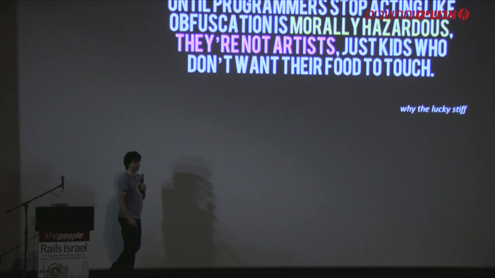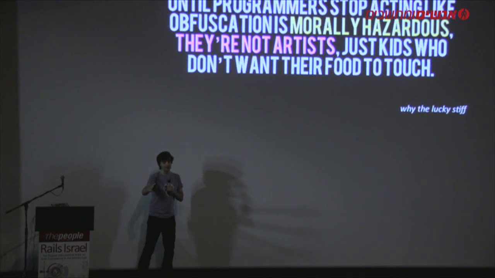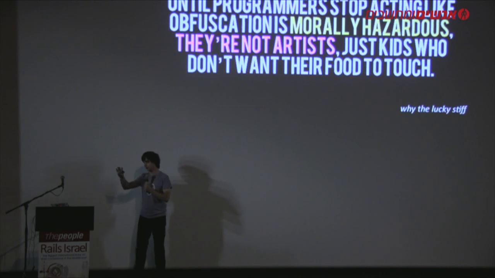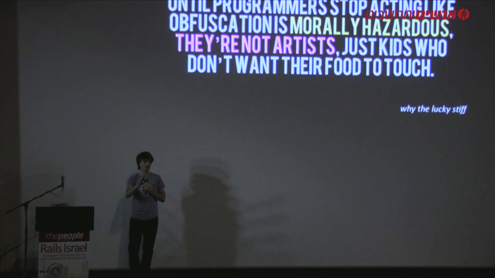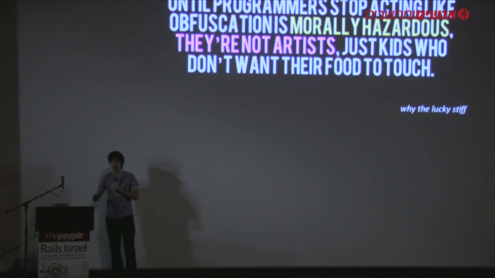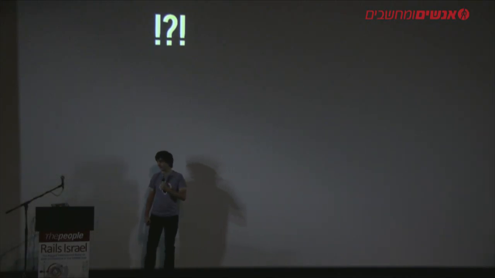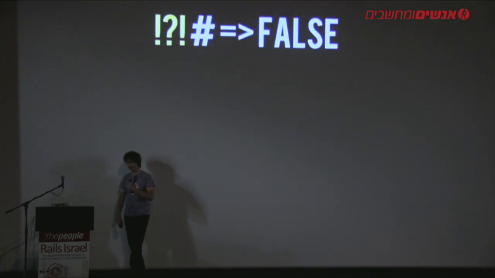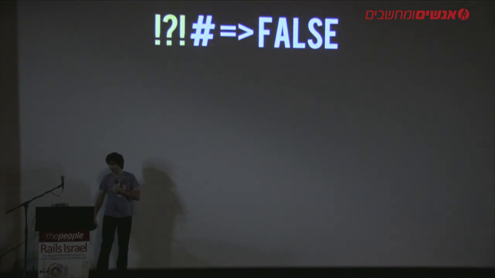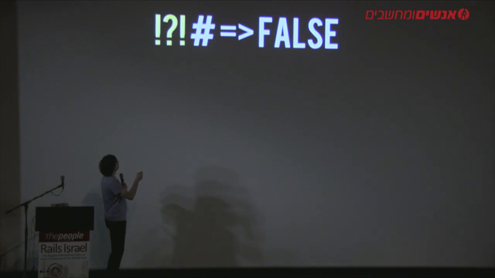Let's start with some exercises. This is like a test for you guys. I'm going to show you some code, and you will tell me what the code evaluates to. Let's start really easy with something that's just three characters. Any guesses? Anyone? Come on. False. Yes, this evaluates to false, obviously. That is because question mark, exclamation mark is actually a character in 1.9 and 2.0, and an integer in 1.8. And then negating that turns it to false, obviously.